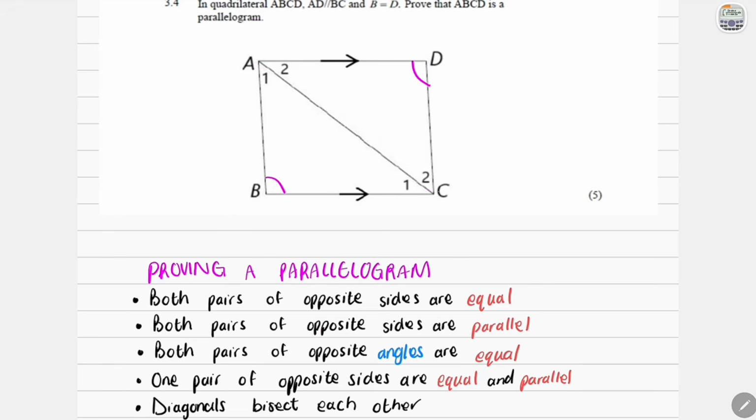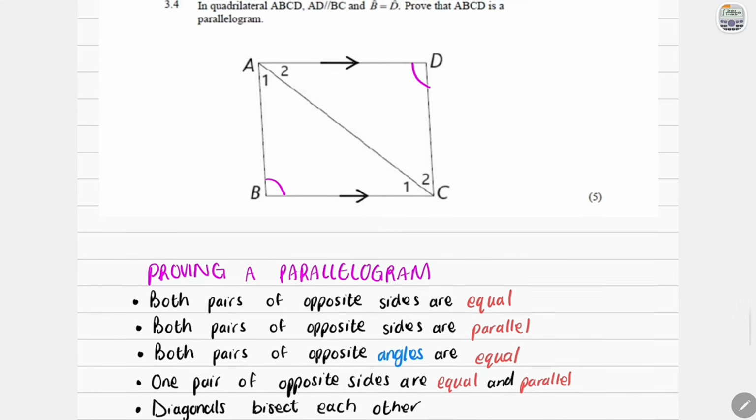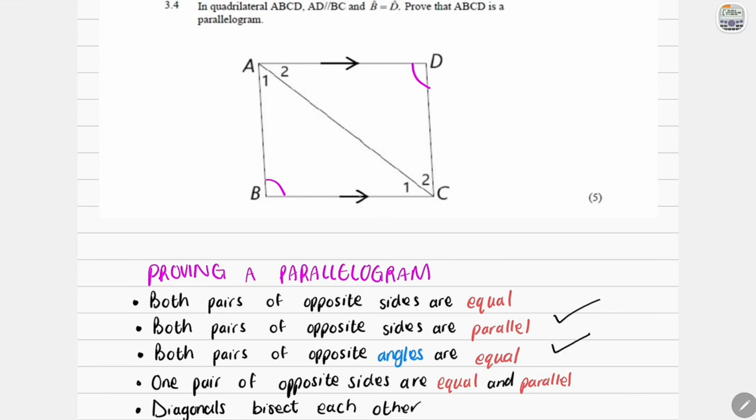So I would actually go for the one where I don't have to focus on finding 2 things. I just have to focus on concluding one thing. So maybe go for this one. Both pairs of opposite sides are parallel. You could also go for this one. Both pairs of opposite angles are equal, since you already have one pair being equal. So just find that the other pair is equal and then you're done. And we could also go for this one. One pair of opposite sides are equal and parallel, since these are already parallel. So if you can just show that they are equal, we are done.